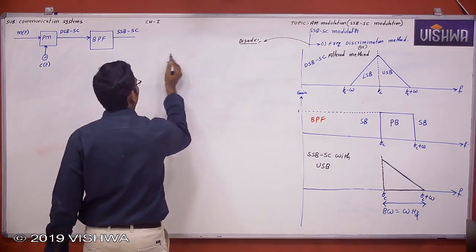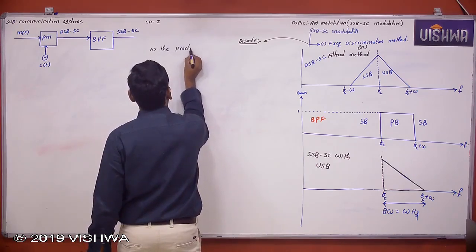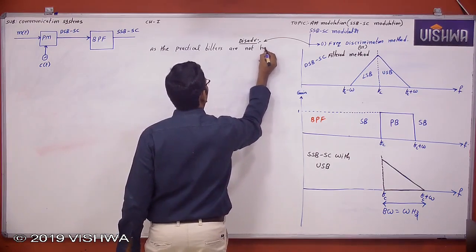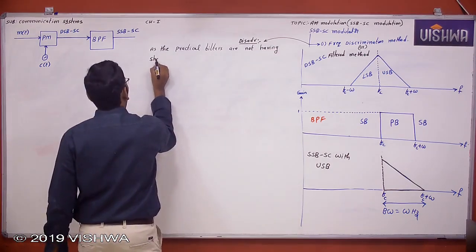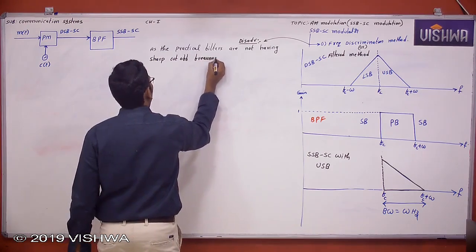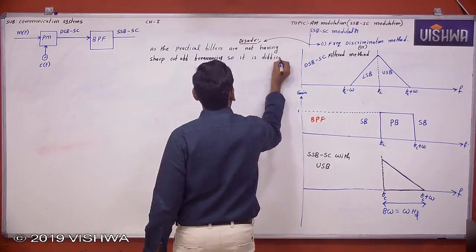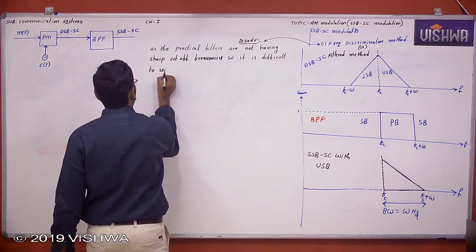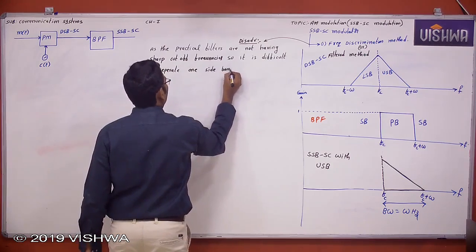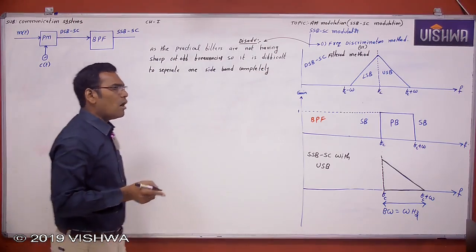The disadvantage of this frequency discrimination method is, as practical filters do not have sharp cutoff frequencies, it is difficult to separate one sideband completely out of two sidebands.